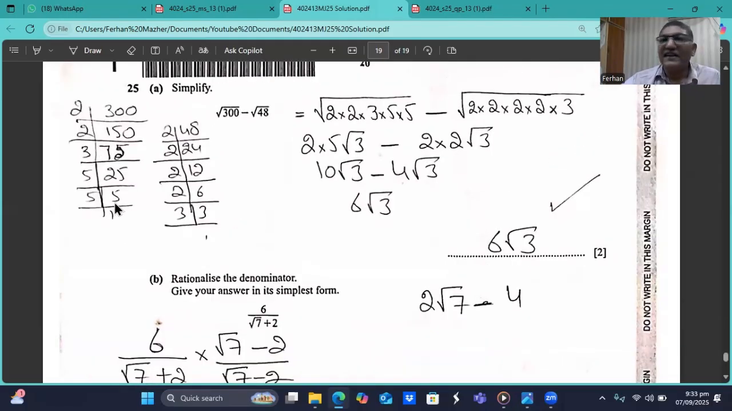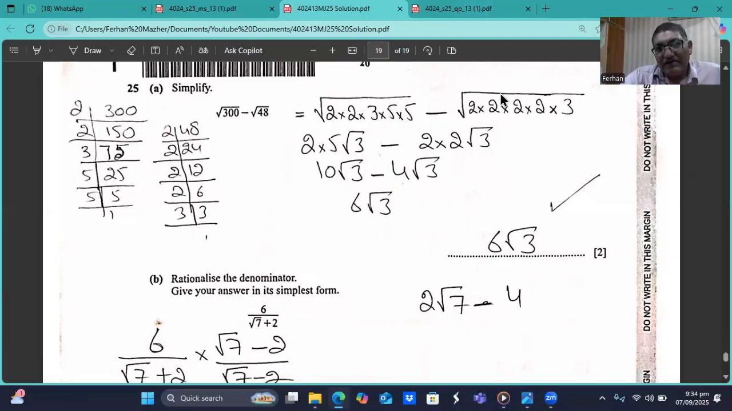So here you can see I have prime factorized 300, which is 2 multiply 2 multiply 3 multiply 5 multiply 5. Then I prime factorize 48, which is 2 multiply 2 multiply 2 multiply 2 multiply 3. So instead of under root 300, I write it in terms of its prime factors. So this 2 is a pair, comes out. This 5 pair comes out, but 3 does not have a pair, so it remains under the radical.